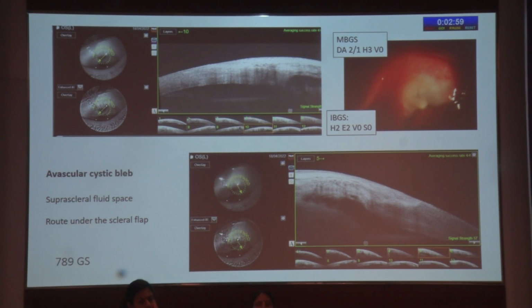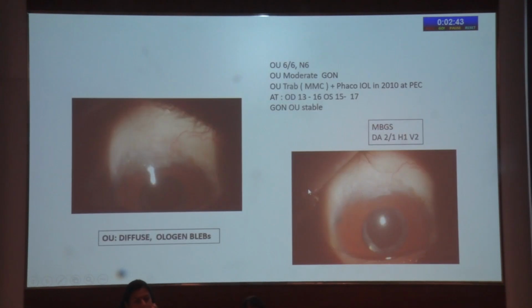Again, this is a bleb where you can find the scleral root. This is an avascular cystic bleb, and there is a suprascleral fluid space along with the root under the scleral flap, which you can see here. This is the internal ostium, and you can see a collection of fluid along with spongy conjunctiva underneath. Another patient had undergone trabeculectomy almost 12 years back, and pressures are 13 in the right eye, left eye 15 to 17.